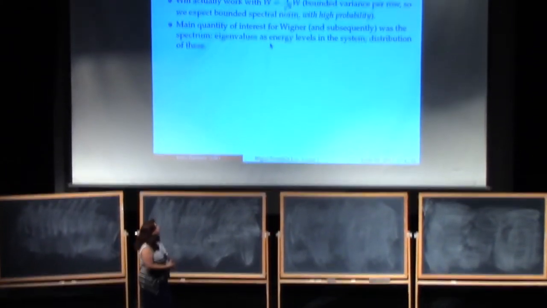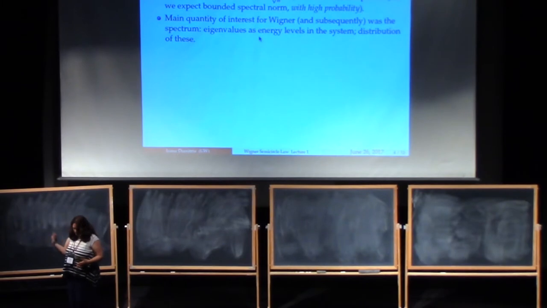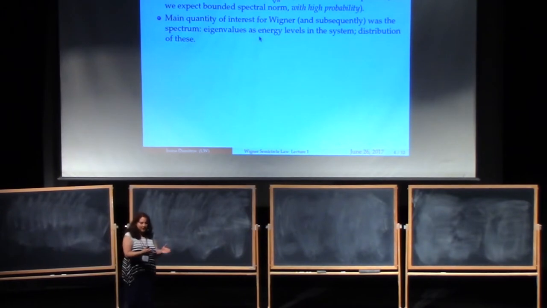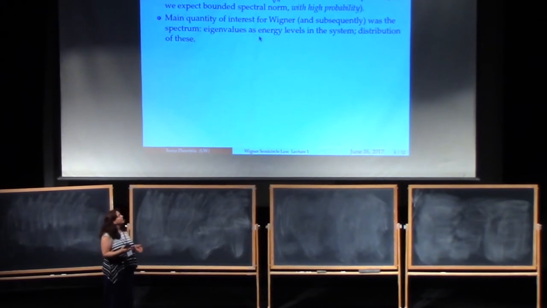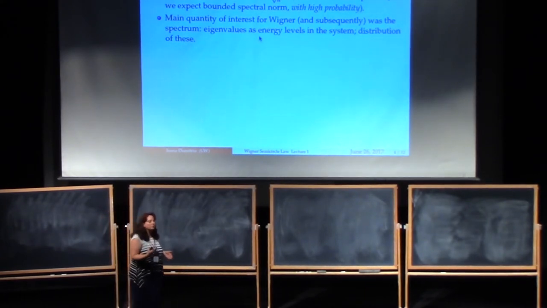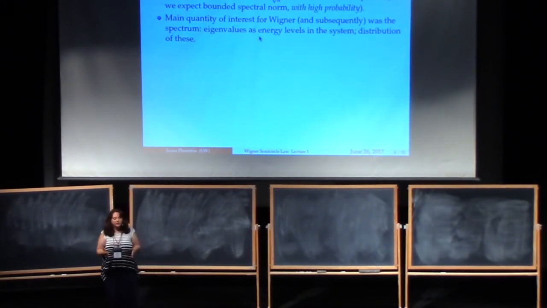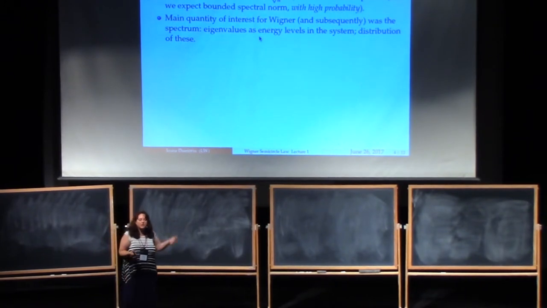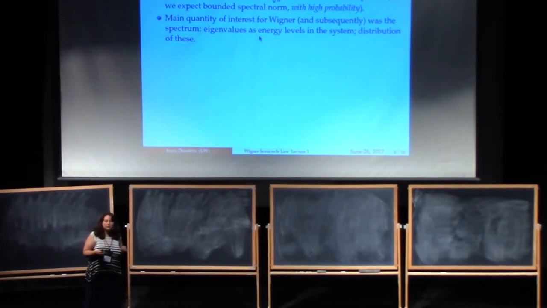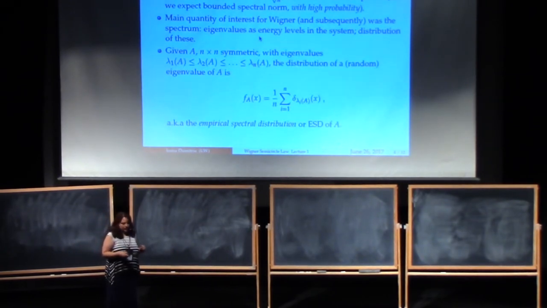So the main quantity of interest for Wigner specifically, but for subsequent generations and generations of mathematicians and mathematical physicists that came after him, has been the spectrum. The eigenvalues of this matrix were supposed to model the energy levels of the system he was interested in, and therefore he introduced this random matrix as a model for it. And the question is, what's the distribution of the eigenvalues of this matrix. So what do I mean by that? What's the distribution of the eigenvalues of this matrix?